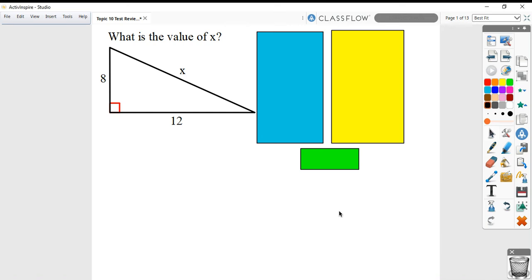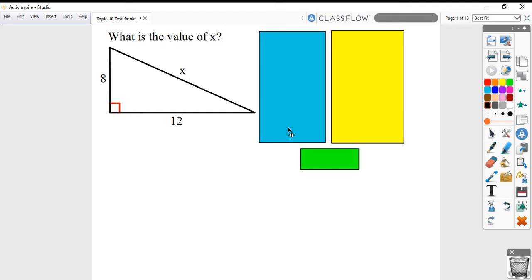Hey everybody, we are looking right now at the Topic 10 test review. We're going to have answers for all of the questions from the Topic 10 test review. This will hopefully get you ready for the test, which is coming up very soon. And the idea here is just like all the other test reviews that we've done, okay?